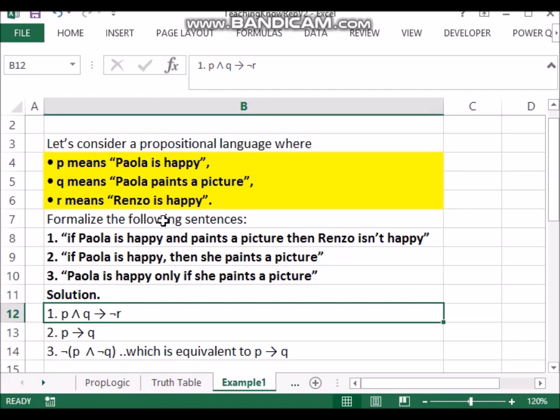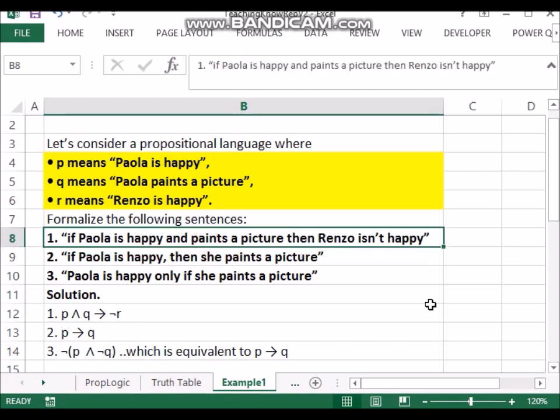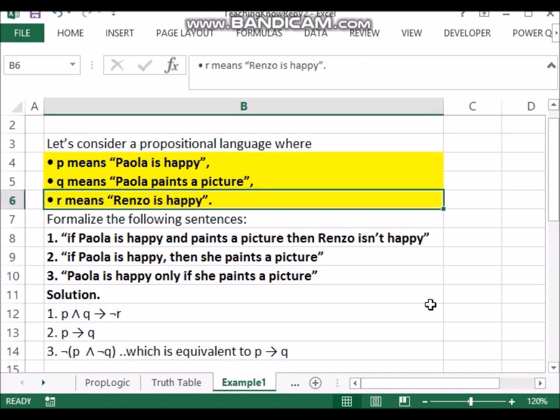So let's formalize some of these statements. Can we put it in a more mathematical propositional logic way is what we will try to see. Suppose I have the statement Paula is happy and paints a picture, then Renzo isn't happy. Paula is happy is the letter P, paints a picture is letter Q, and Renzo isn't happy, there is no such statement. We have a statement which is Renzo is happy. So how do we make Renzo is happy into Renzo isn't happy? What is the way to convert Renzo's happiness to unhappiness?